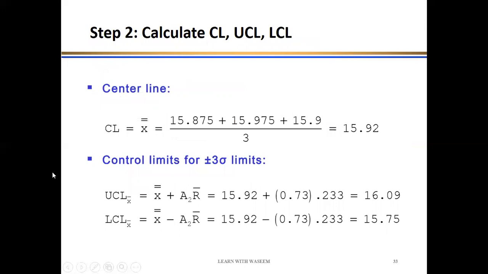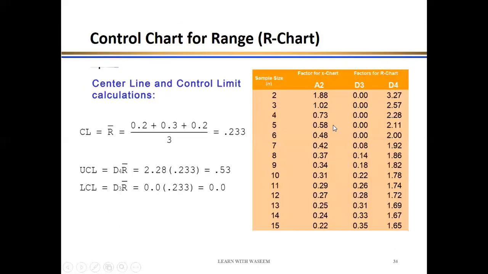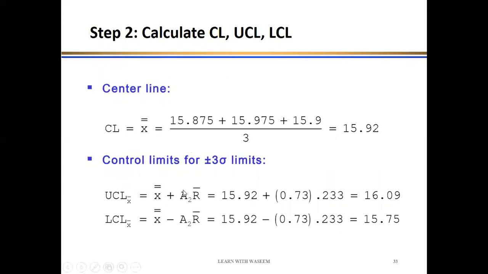So X double bar plus A2, which we got from the table, 0.73, multiplied with R bar, which we have already found in the previous slide, 0.233. So we put it here, and our upper control limit value is 16.094, and for the lower control limit its value is 15.75. Now, using these values you can draw the X bar chart again.